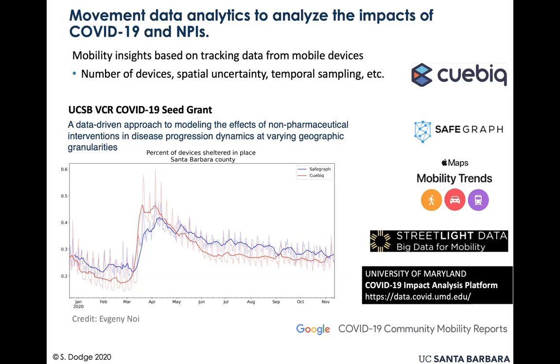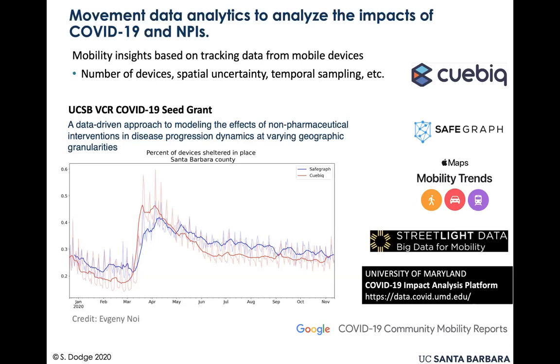for mobility. So with my colleagues at the University of California in Santa Barbara, we got a grant to look at the spatial and temporal heterogeneity of mobility and movement indices across the US, and also look at the impact of it on COVID-19 transmission.